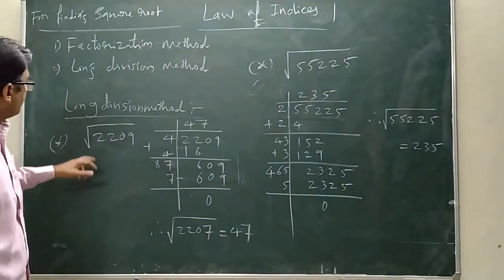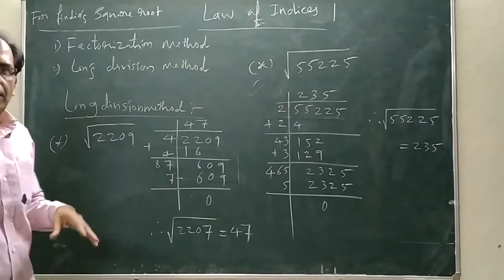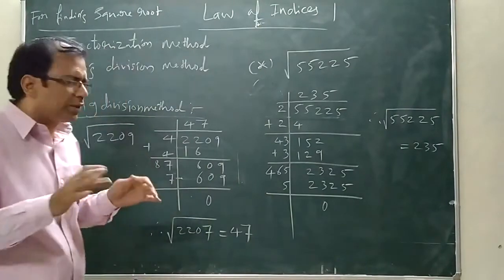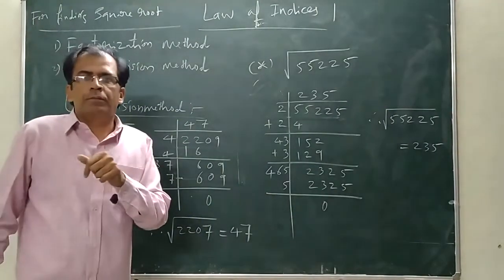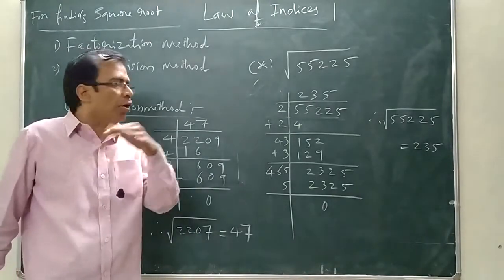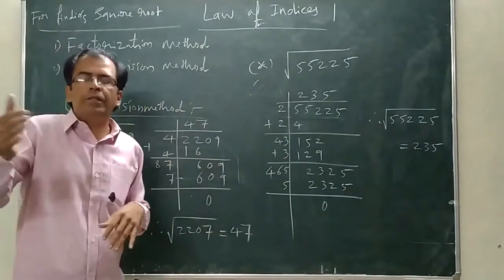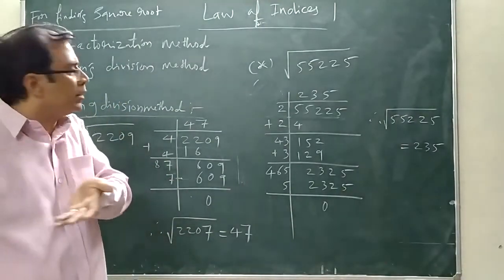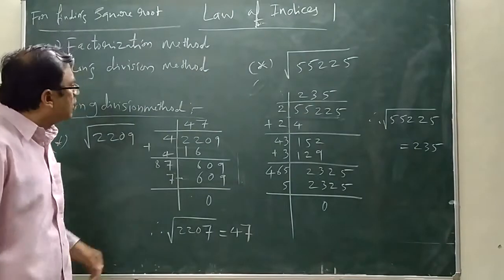The first example, 2209, is the problem we have already given. Here what you need to do is again find the square root, but you are using a different method here. It does not belong to factorization. It's completely different. It's nothing but the long division method.